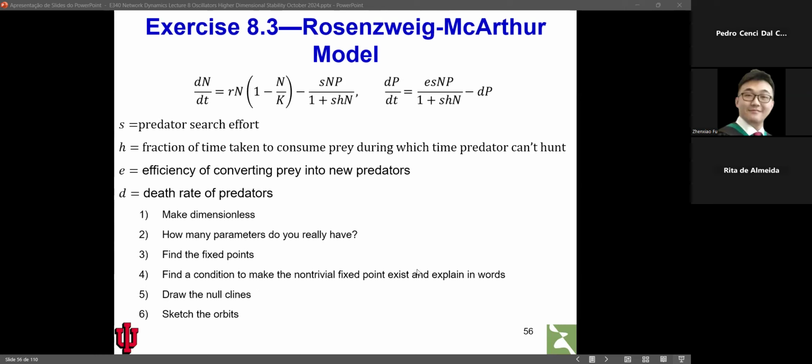And then you draw the nullclines, then you sketch the orbits.